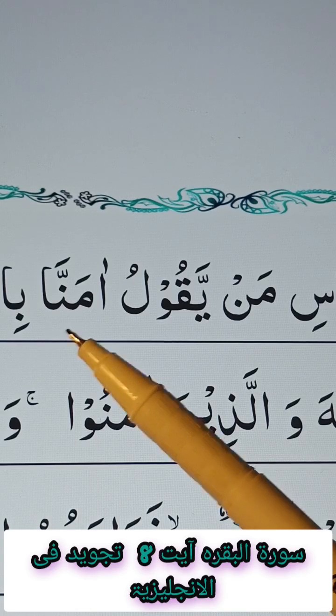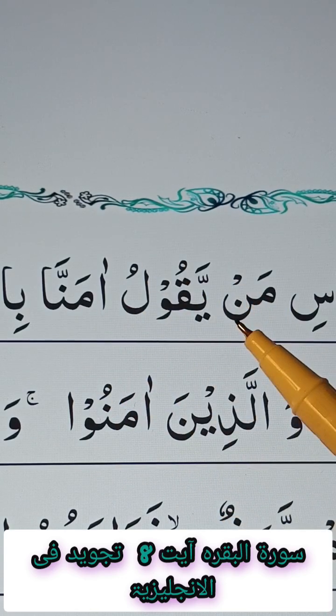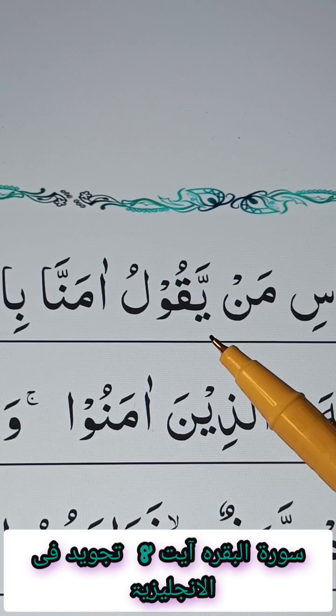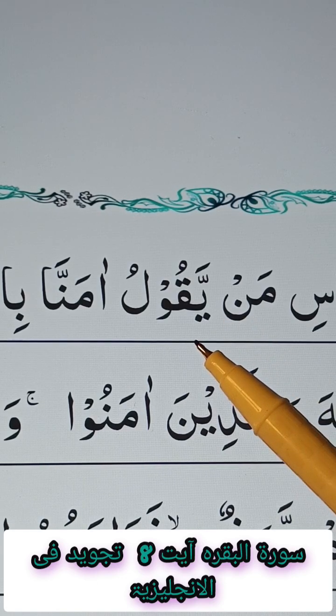Yaqulu amanna. Mim noon ya fatha mai. Because after noon sakin there is a ya, and ya is from the yarmalun letters. Open yarmalun: ya ra yar, mim lam waw noon, yarmalun.